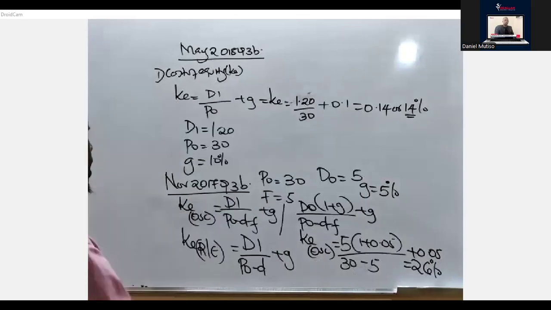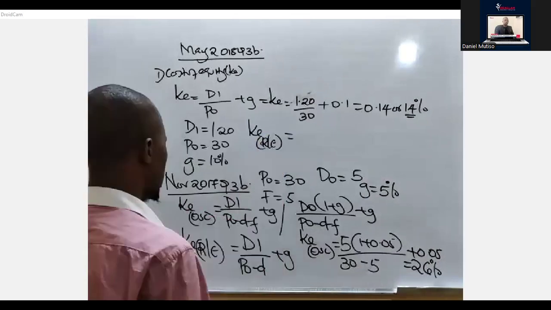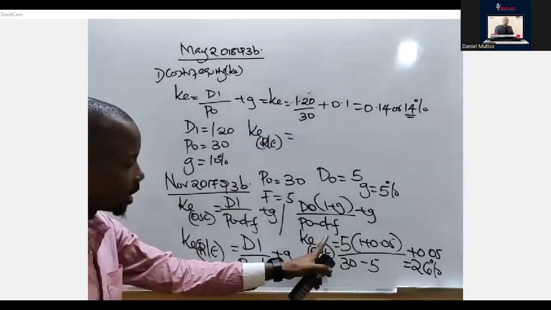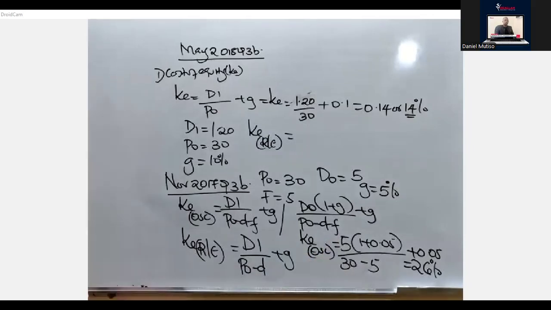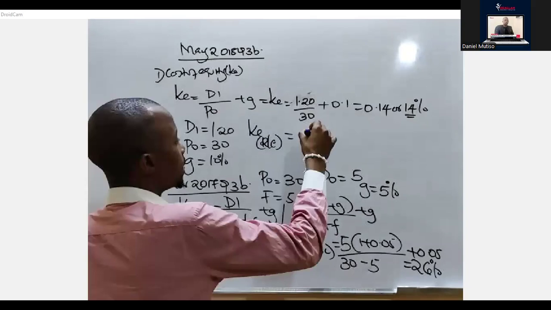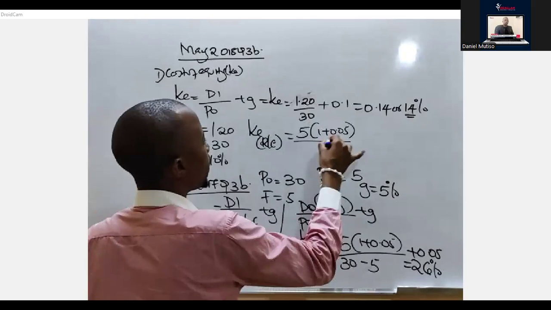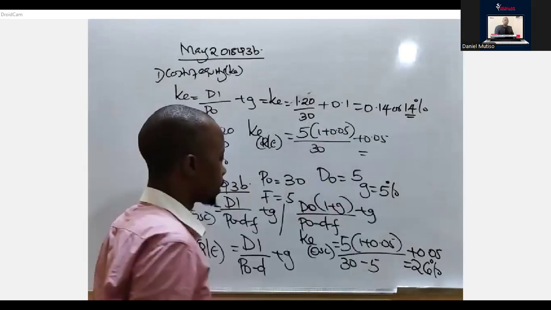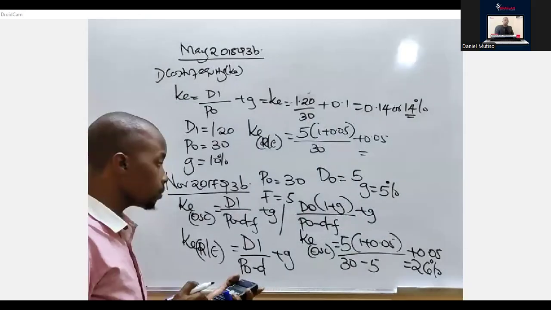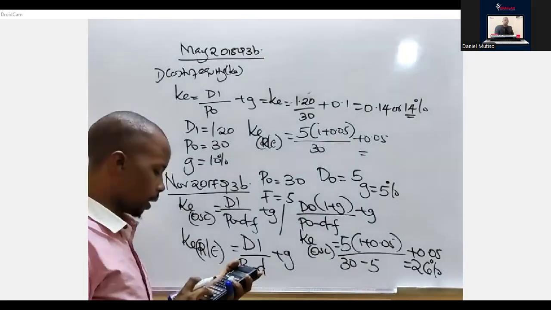When you look at the cost of equity of the retained earnings, the retained earnings are not affected by the flotation cost. That is what you can see here. So we take 5 times 1 plus 0.05, you divide by 30, plus 0.05. How much is it? 1.05 multiplied by 5, divided by 30, plus 0.05. We are getting 22.5%.